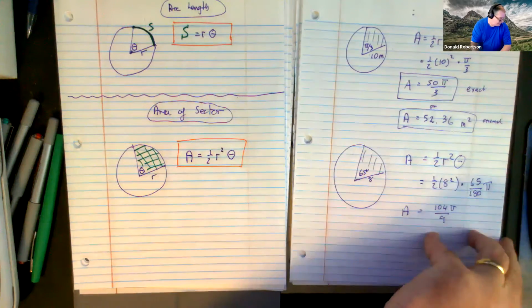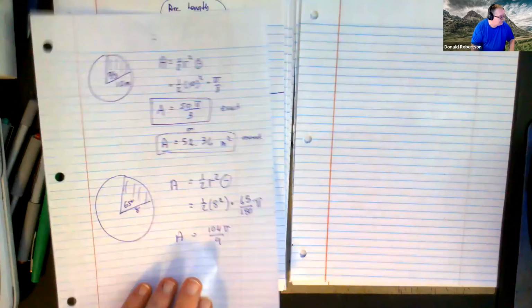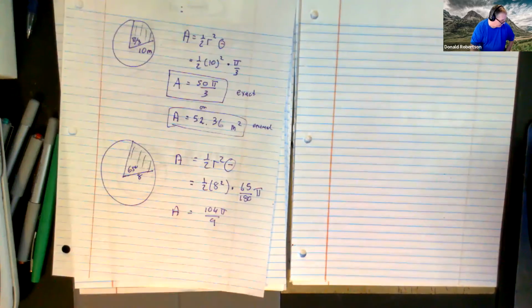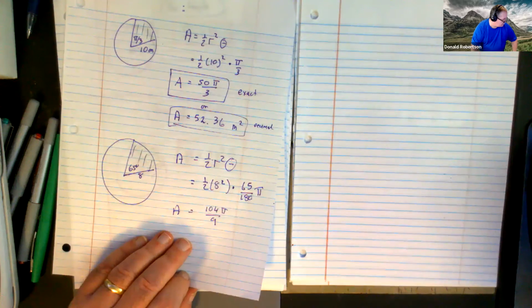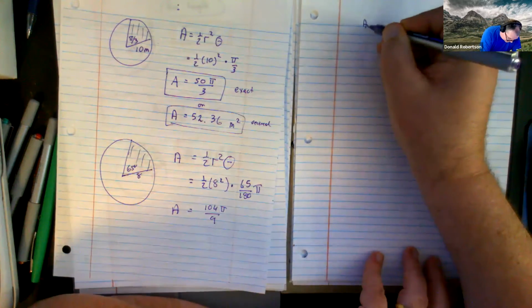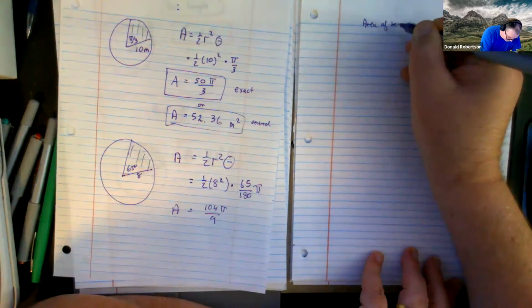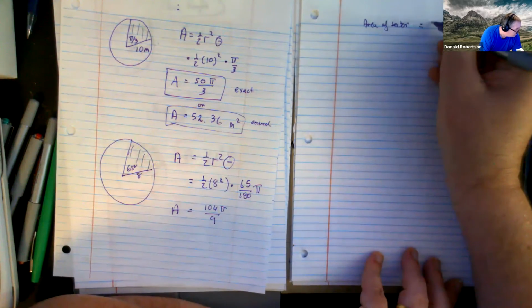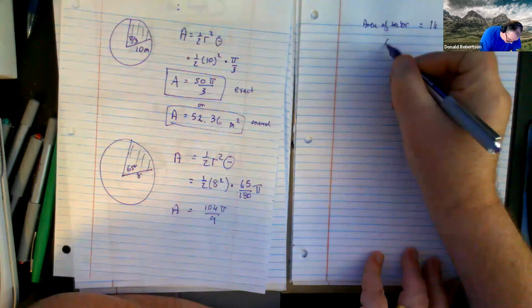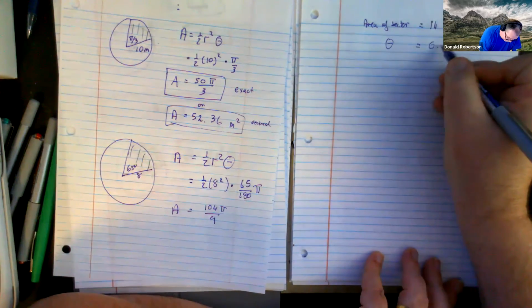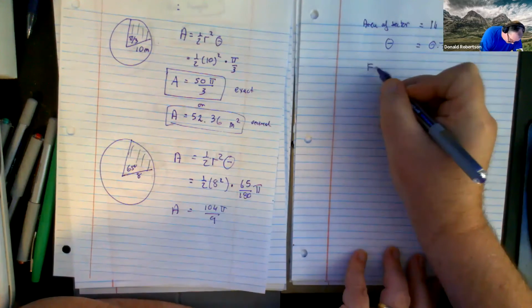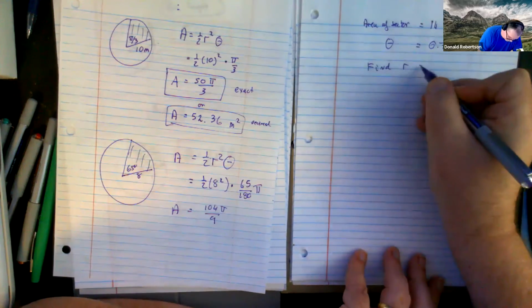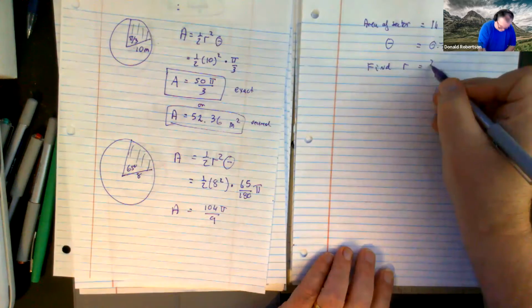So let's work the other way around. Let's suppose I tell you that the area of the sector is 14, and that the angle theta is 0.7 radians. And I ask you then to find what the radius is, right? So that's our question.